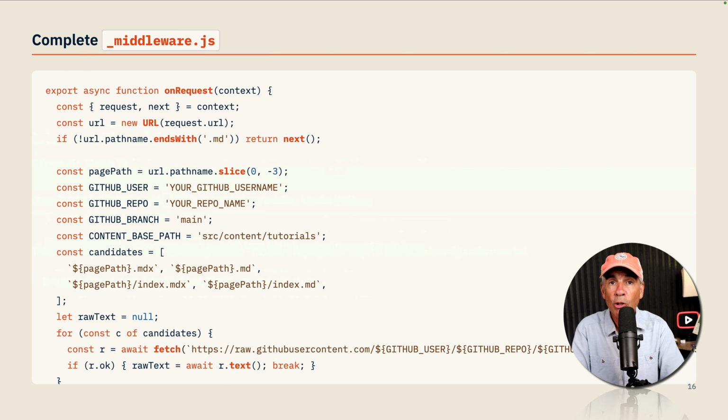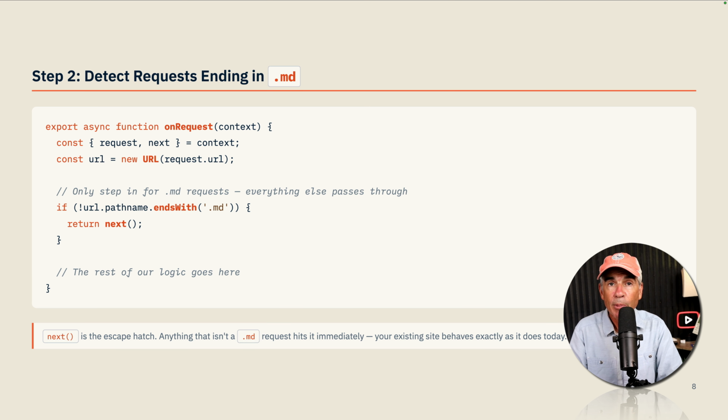The _middleware.js file that we're going to create must be named this exact same way. And then we're just going to copy and paste this long script. The first part of the script detects anytime somebody enters .md at the end of a URL and taps return.